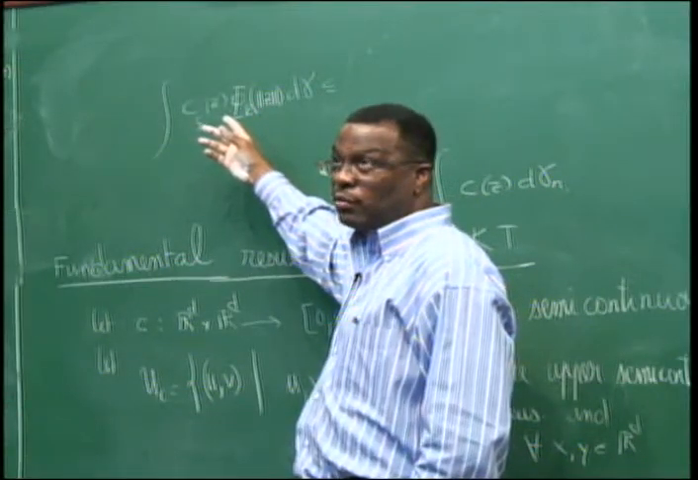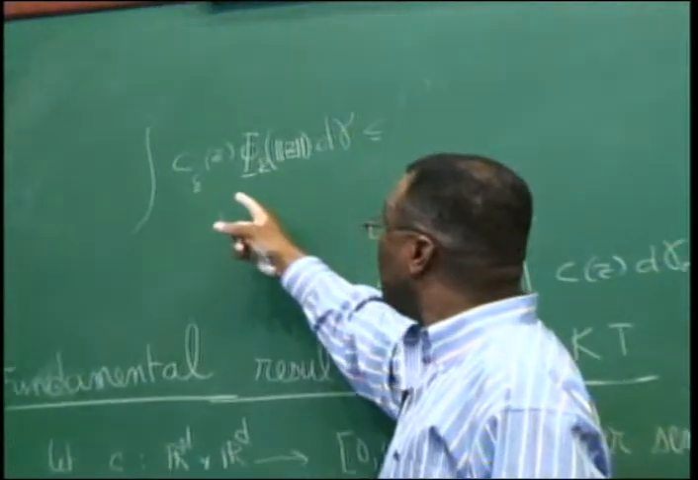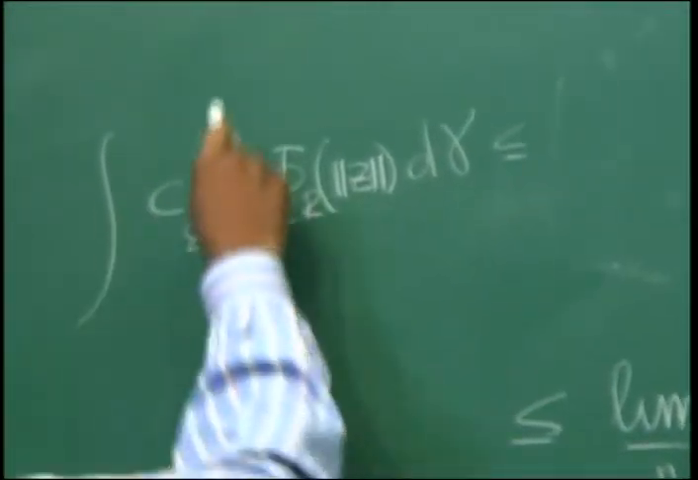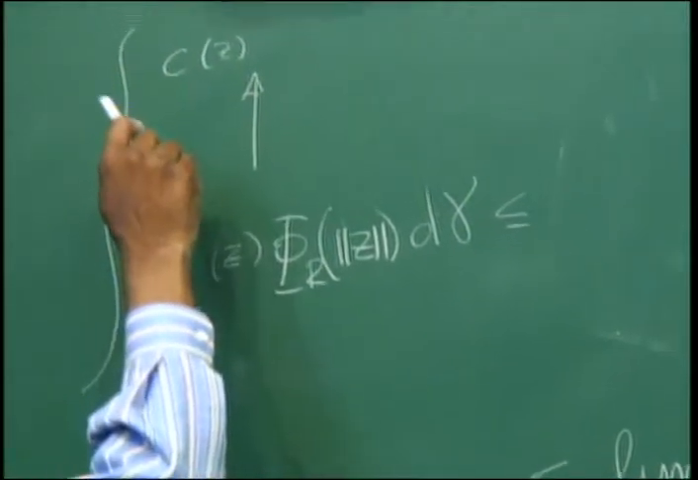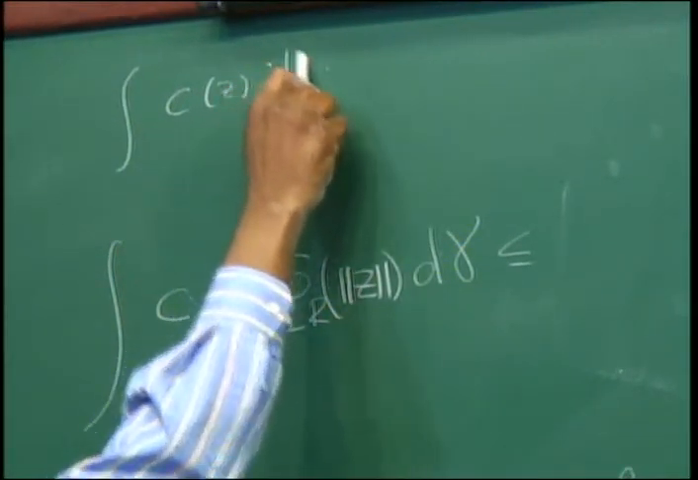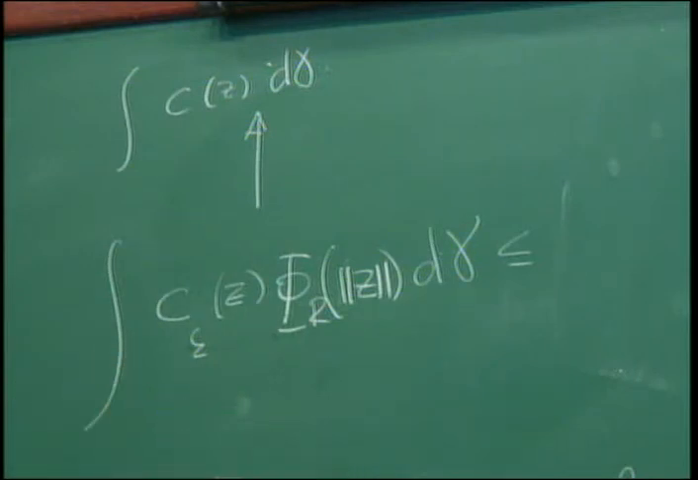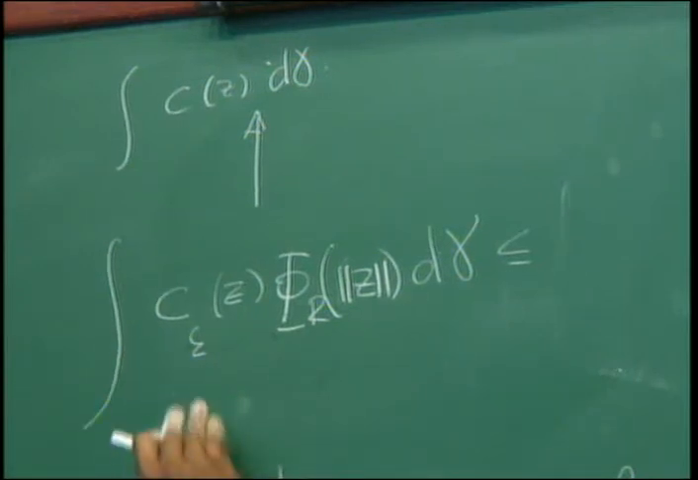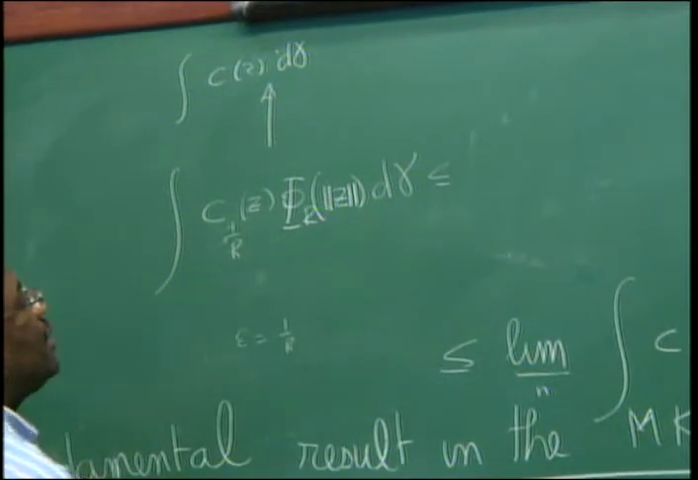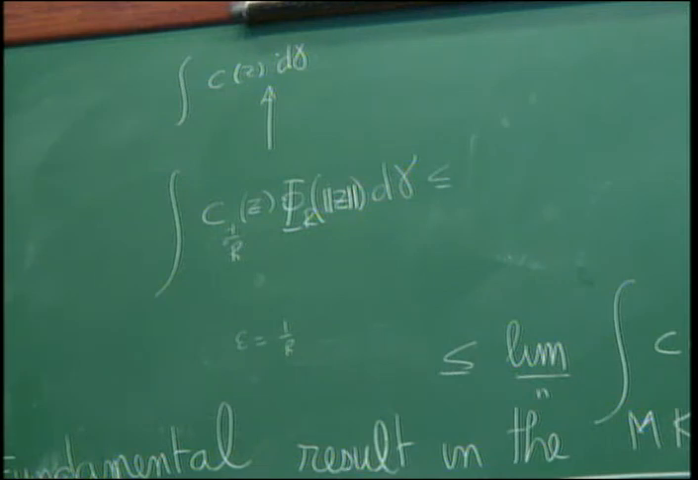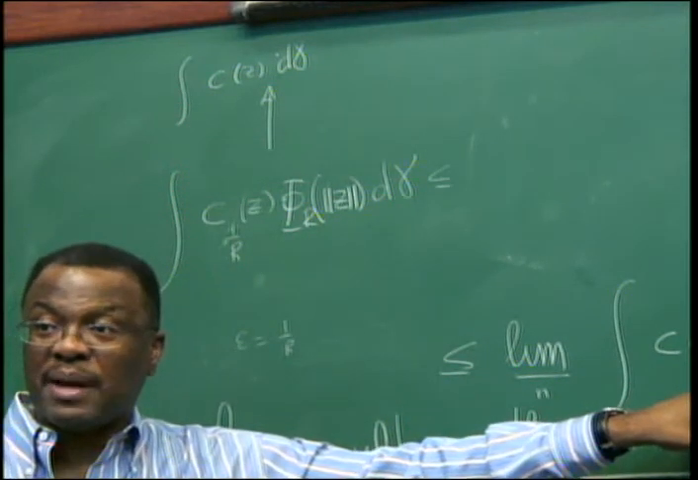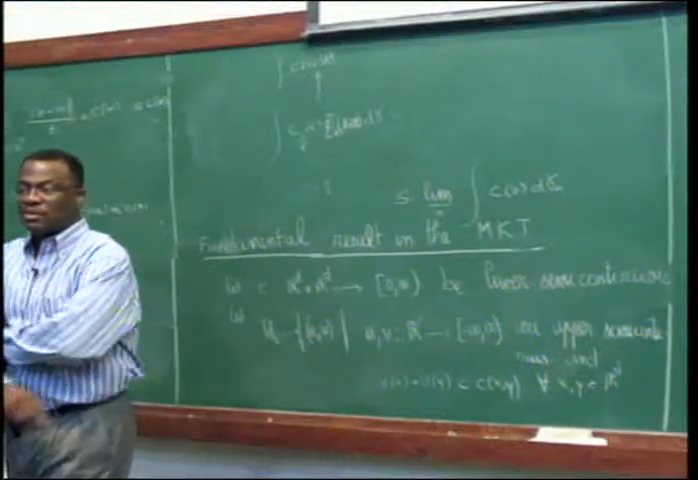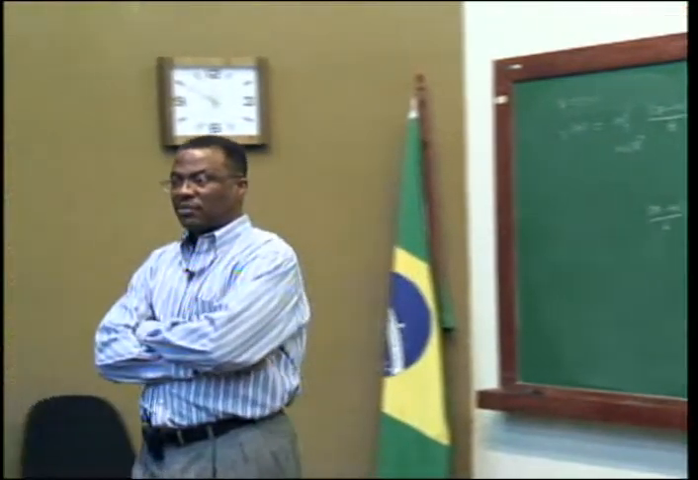Fatou's lemma tells you that this converges to the integral of C of Z d gamma. I can take epsilon equal to 1 over R. If I take R to infinity, it converges to the integral of C of Z d gamma. And I will have proven that this integral is less than this limit, which is my infimum. And so I have proven the existence of a minimizer. Yes, gamma is a minimizer.